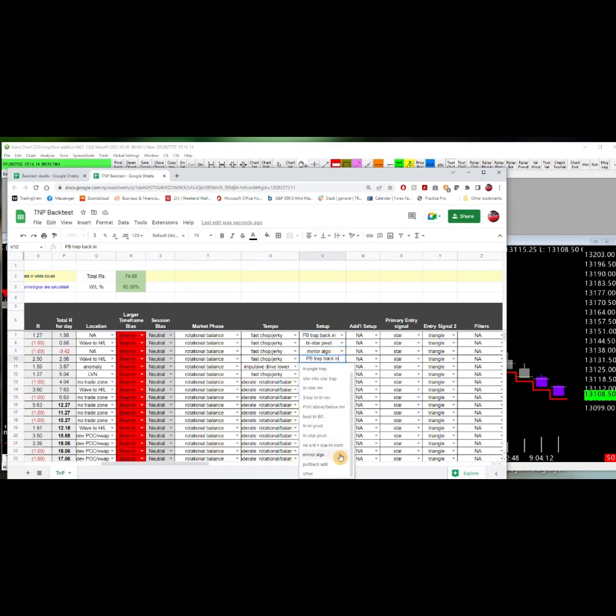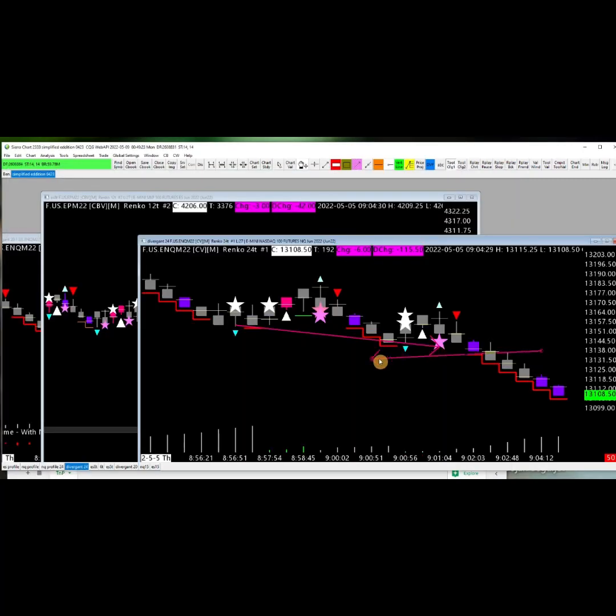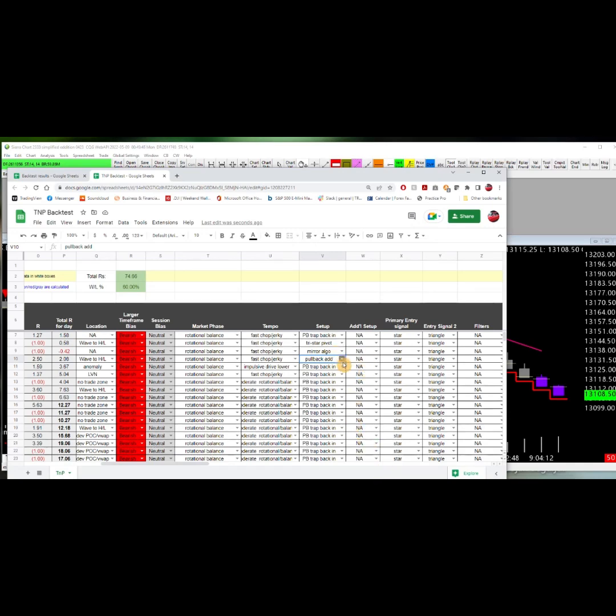If I'm explaining these wrong, my apologies. This is just the way I have it in my mind. And then a pullback add is just, for example, if you're getting in on this star here after it prints, and then we get a wick back into the star, and you can now add to your trade and keep your risk relatively small. That is what I'm referring to there. So it's not an additional setup, but adding to a previous setup.